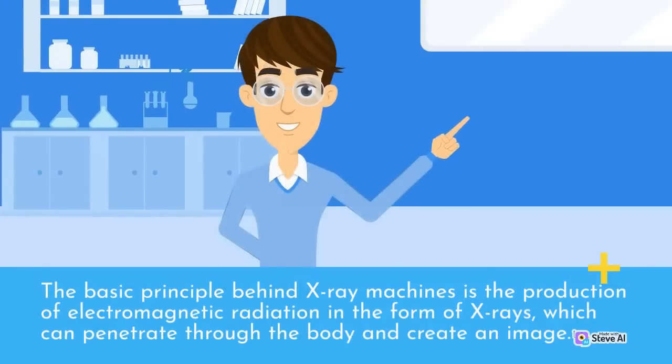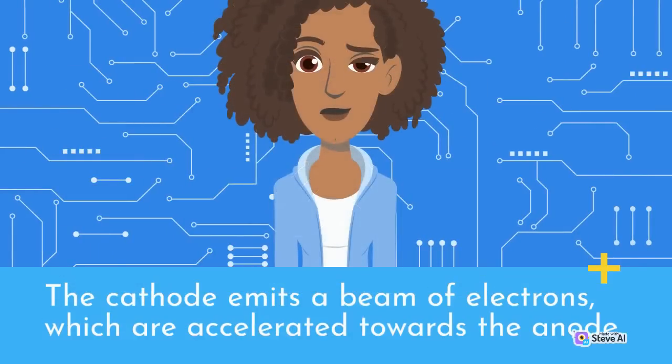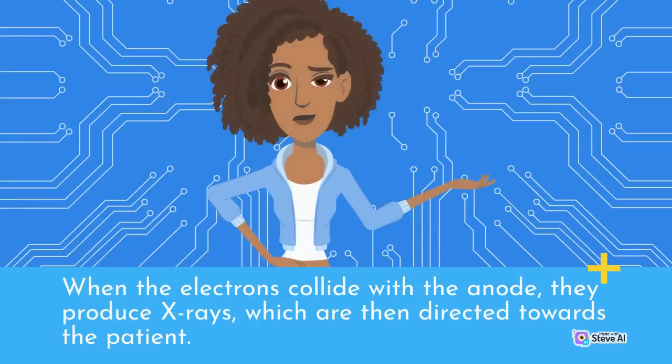The basic principle behind X-ray machines is the production of electromagnetic radiation in the form of X-rays, which can penetrate through the body and create an image. X-rays are generated by an X-ray tube, which consists of a cathode and an anode. The cathode emits a beam of electrons, which are accelerated towards the anode. When the electrons collide with the anode, they produce X-rays, which are then directed towards the patient.